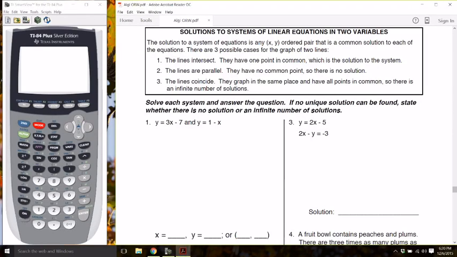Okay, math models, this will be your last packet on EOC review. I'm just going to work through a couple and show you a couple of tricks on the calculator.